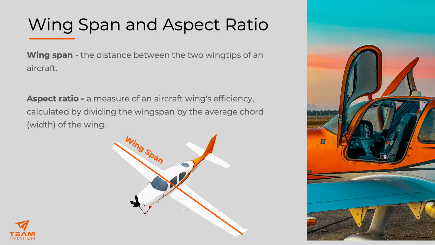For example, a commercial airliner typically has a high aspect ratio and long wingspan to maximize fuel efficiency and range. In contrast, a fighter jet features a short wingspan and low aspect ratio, prioritizing agility and rapid maneuvering. Understanding these aerodynamic principles helps pilots and engineers optimize aircraft for their specific missions.